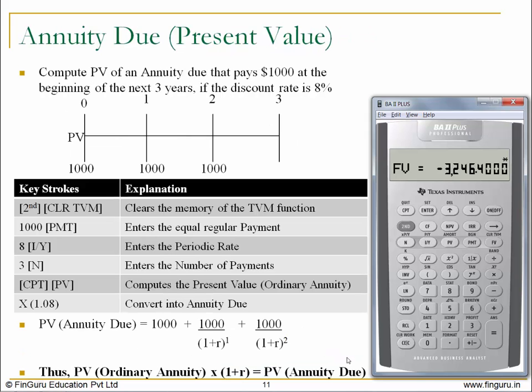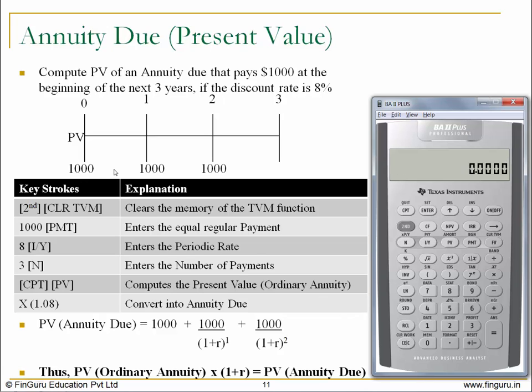Let's now move on to another interesting topic, which is called annuity due. In this case, the cash flows come in one period earlier as compared to the ordinary annuity. So if you compare this timeline with the ordinary annuity timeline that you saw on the previous slide, now the cash flows are being received at 0, 1, and 3. And accordingly, the question is also structured the same way, which says calculate the present value in annuity due that pays $1,000 at the beginning of next 3 years if the discount rate is 8%. So the first cash flow is coming at the beginning of the next year, which is actually today itself.